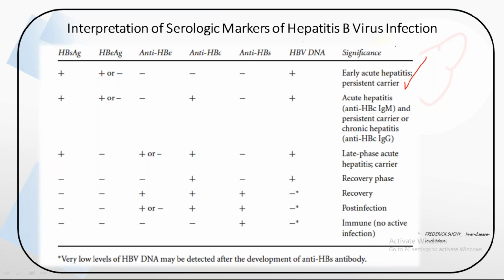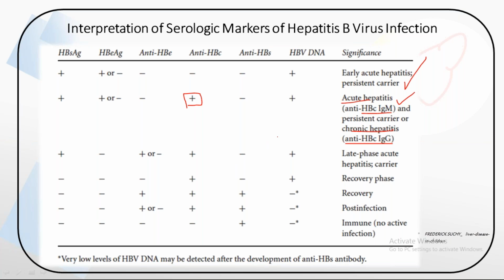S antigen and core antibodies, anti-HBc, are also present. Such is called acute hepatitis. IgM is in acute, while persistent carrier and chronic hepatitis have anti-HBc IgG. If it is only IgM, it means acute hepatitis. If anti-HBc is also there in the form of IgG, it is either a carrier or chronic hepatitis. That's because IgM is only for acute manifestations.